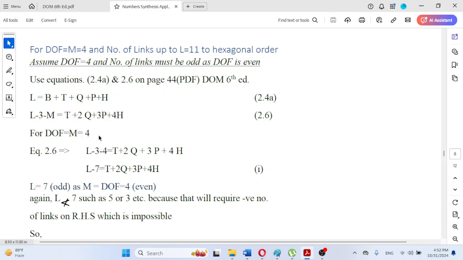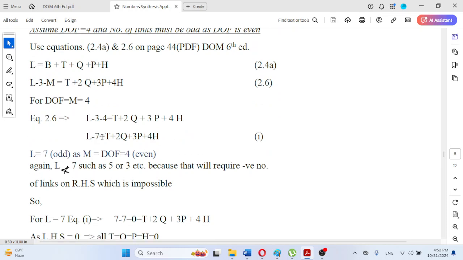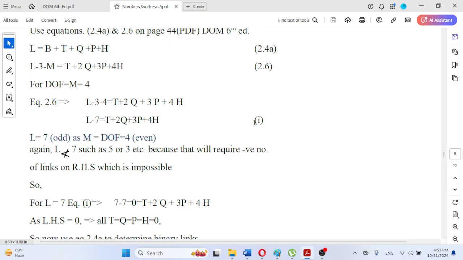So for DOF M equal to 4, equation 2.6 will give you L minus 3 minus 4, which is L minus 7. In a similar manner, L minus 7 is equal to T plus 2Q plus 3P plus 4H. This equation has been numbered 1. This is the deciding equation to start from.